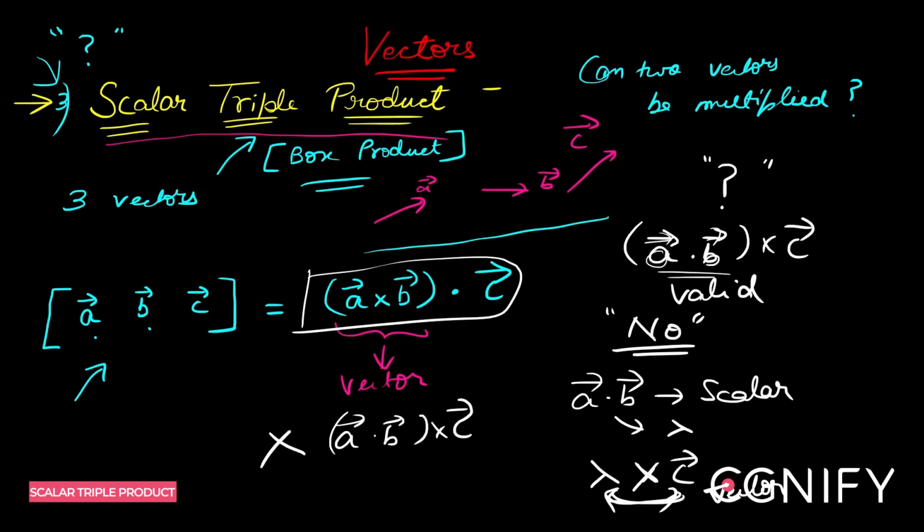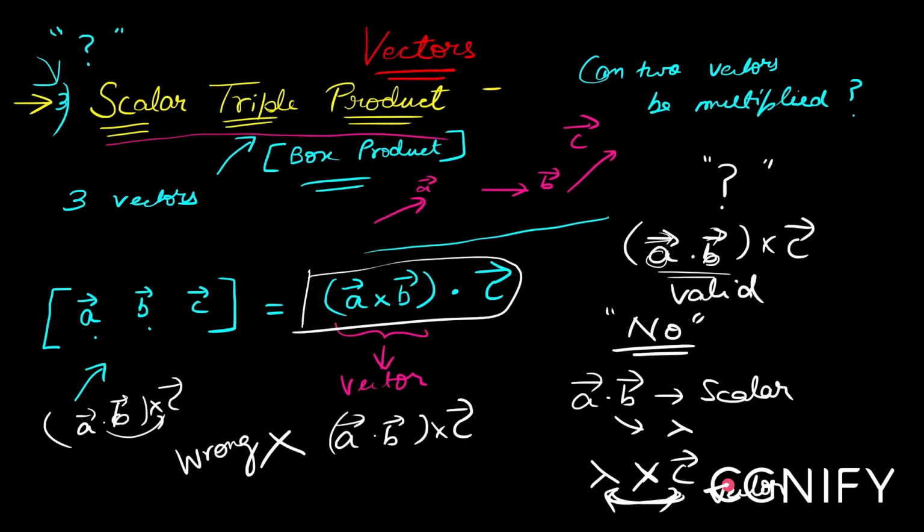So this is wrong. Some of you might end up taking the dot product first and then taking the cross product, basically messing up the order of the dot and cross, but that will make a huge difference. And the way to remember that this is wrong is, if you do A dot B, you will get a scalar, and you can't take the cross product of a scalar and a vector. That's invalid. So this is what you have to remember, this particular formula.